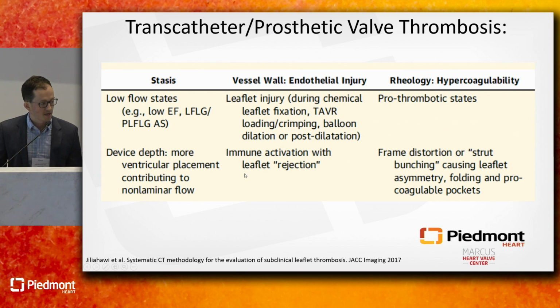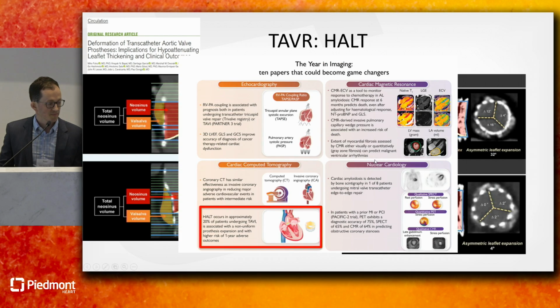I think there's a lot of different reasons. It kind of goes to this whole hypercoagulability, stasis, or endothelial injury. Those patients that have low flow states, low EF, low flow, low gradient, leaflet injury during the TAVR. Did they have any injury to the actual TAVR valve? And then do they have any prothrombotic states, or do they have any distortion of the valve that's causing non-laminar flow, lack of sinus washout that may lead to thrombus formation?